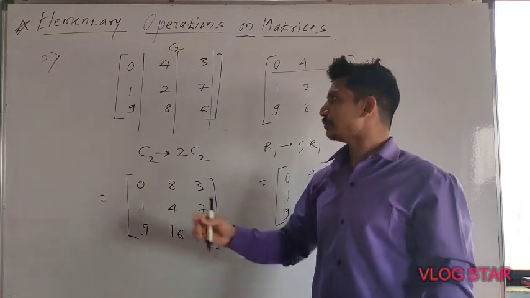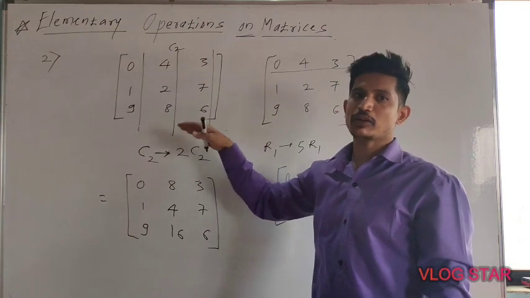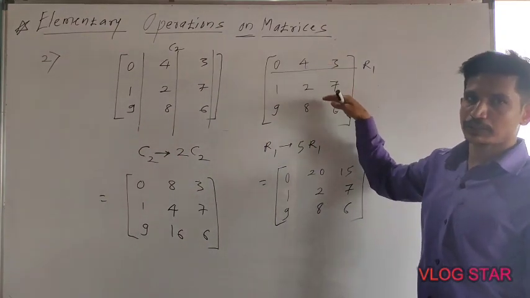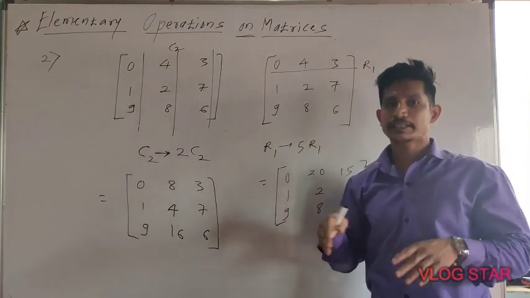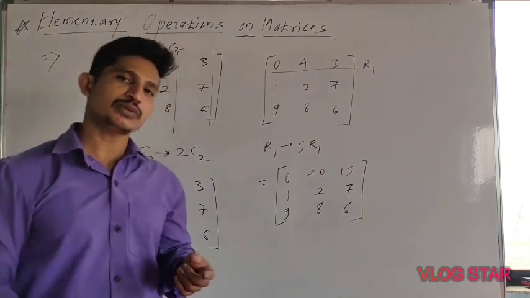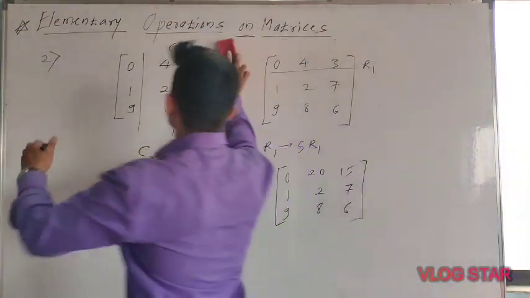So we can multiply column number 1 also, column number 2 also, column number 3 also, or we can multiply row number 1, row number 2, or row number 3 also. So this is about the second operation. Now let's go for the third operation.